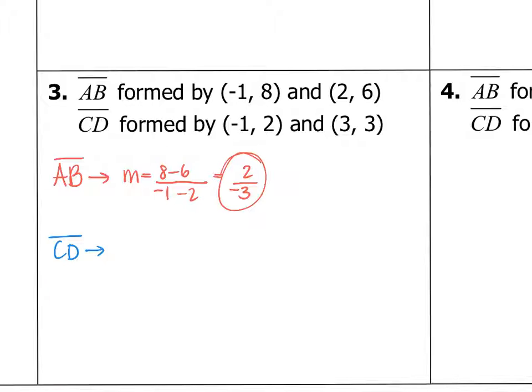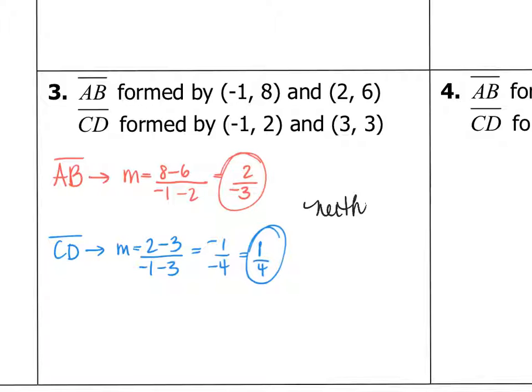CD, the slope is y minus y over x minus x, which is negative 1 over negative 4, or positive 1/4. Notice how the slopes are not the same. They're also not opposite reciprocals, so this is neither parallel nor perpendicular. Now they do cross each other, but they just don't make 90-degree angles when they cross.